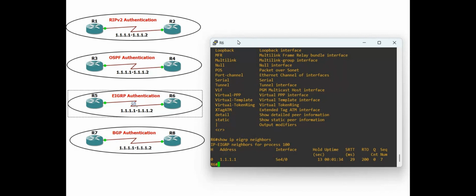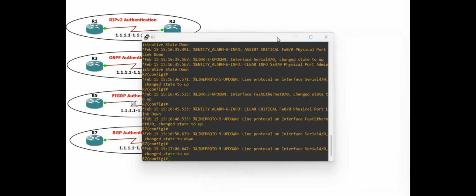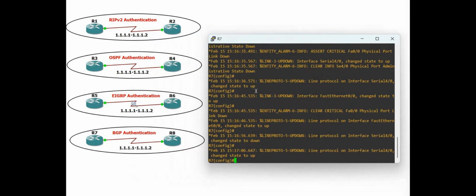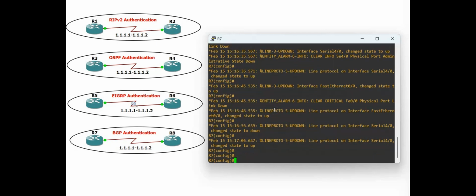So BGP authentication configuration is very simple. BGP supports an authentication mechanism using the MD5 algorithm. When the authentication is enabled, any TCP segment belonging to the BGP exchange between the peers is verified and accepted only if the authentication is successful. First we configure BGP on router 7.